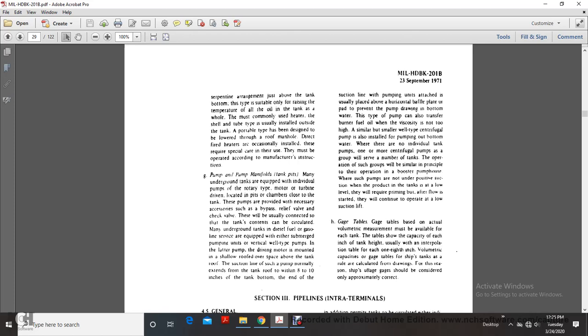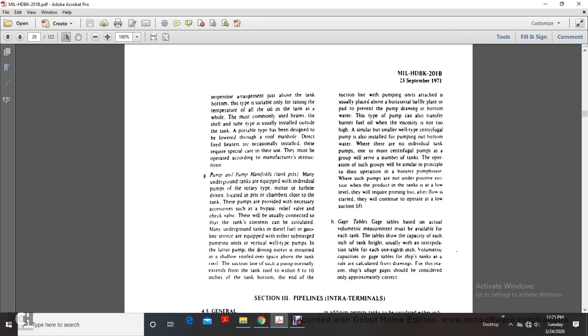The suction line of the pump normally extends through the roof to within 8 to 10 inches of the tank bottom, and the end of the suction line is usually fitted with a horizontal baffle plate to prevent the pump from drawing the bottom water. For the transfer of burner fuel oil with a viscosity that is not too high, a similar, smaller wet type central fill pump is installed to pump out of the bottom of the water.